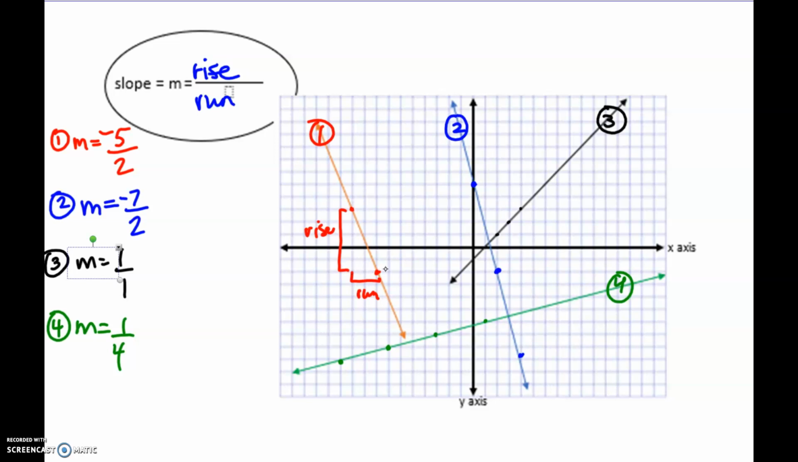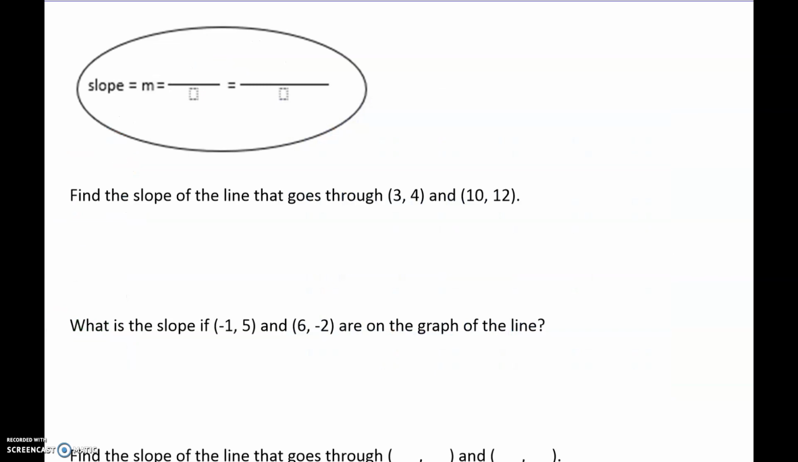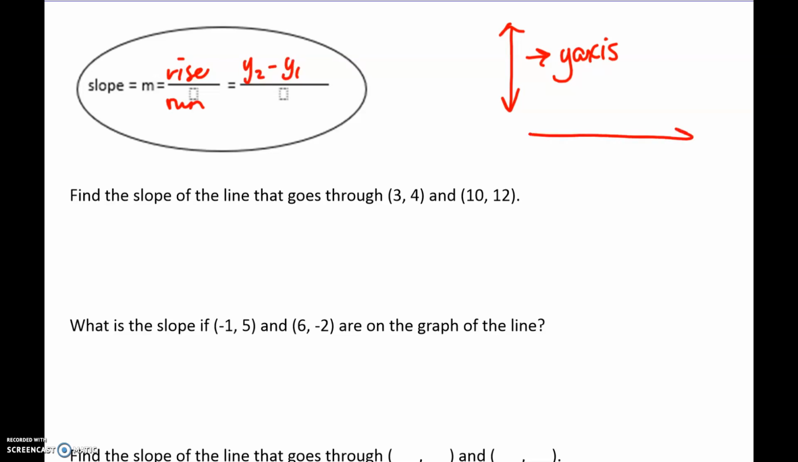Okay, flip the page. So we know that slope is the rise over the run. And we can also calculate rise and run without counting on a graph. The rise means the up and down, right? Up and down is the y-axis. So if we find the difference in the y-coordinates, which is y2 minus y1, and we divide that by the horizontal, that's the x-axis, of course, the difference in those points, we would be able to calculate the slope, the rise and the run, without counting on a graph.